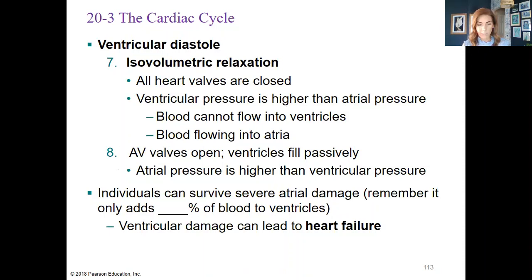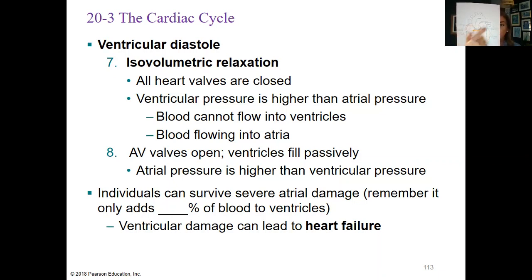And then whenever we get into the last little bit here for ventricular diastole, obviously after they finish squeezing, they're going to relax, right? So now we've squeezed, we've got blood out, the pressure has decreased, the blood is flowing backwards, it's closed these two valves. Well, now we are in isovolumetric relaxation. At this point, all of our heart valves are closed. The ventricular pressure is higher than the atrial pressure, so the blood cannot flow into the ventricles. Instead, the blood is going to flow into the atria.